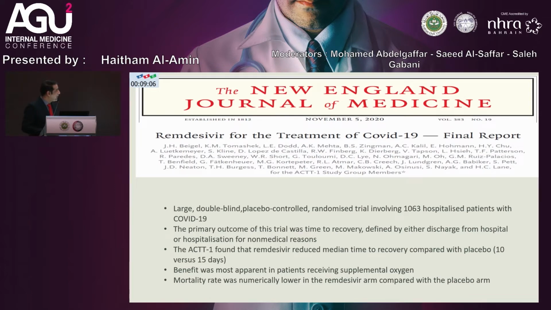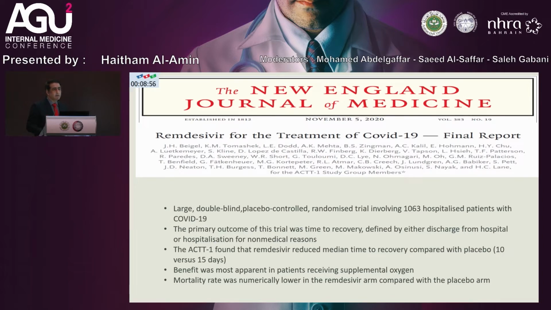and the main benefit came from the ACTT-1 trial, which showed that when remdesivir was given and compared to the placebo, in which more than 1,000 patients were included, patients who were treated with remdesivir had an earlier time to recovery compared to the placebo group who did not receive remdesivir. The difference between the two groups was 10 and 15 days.